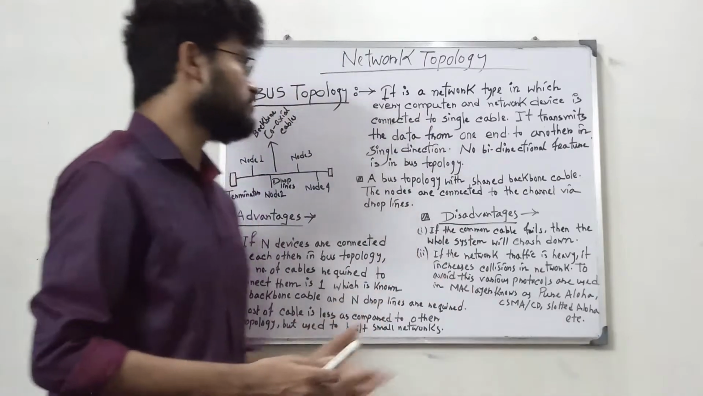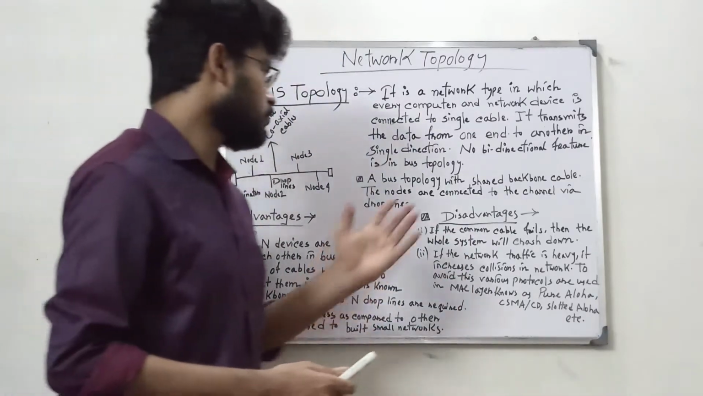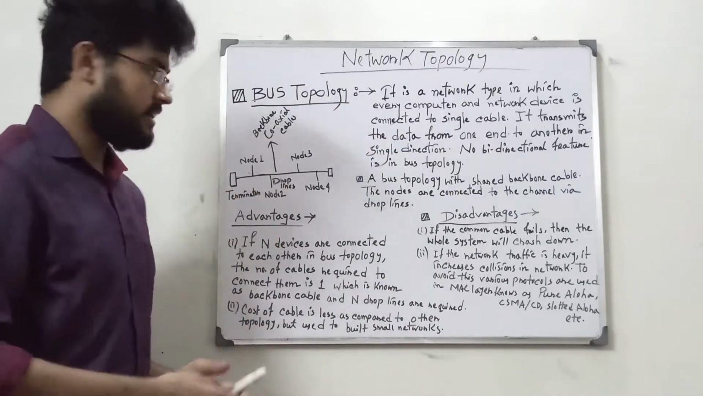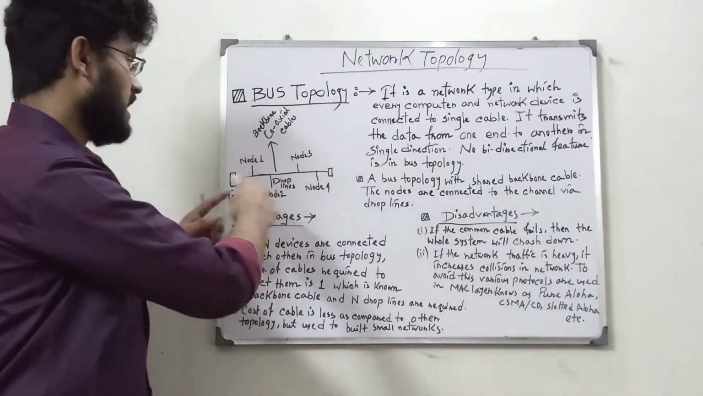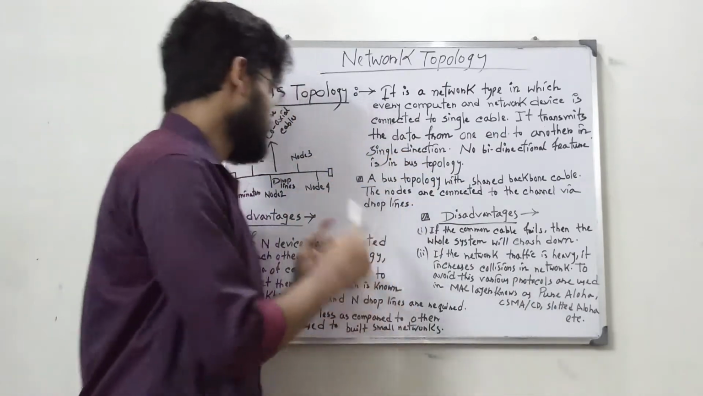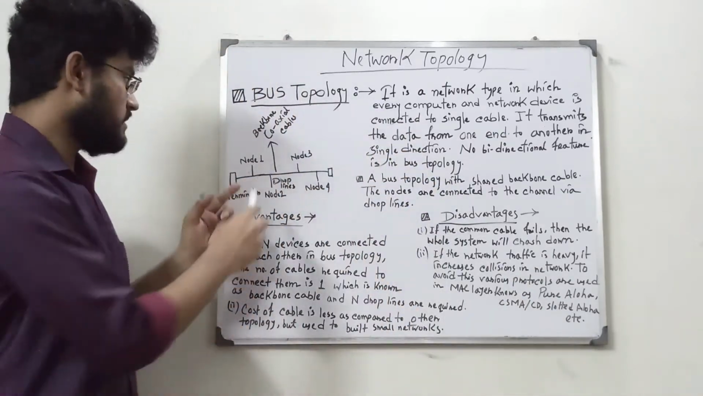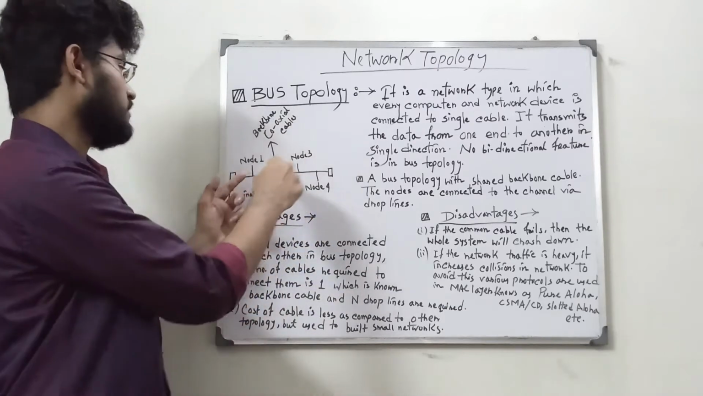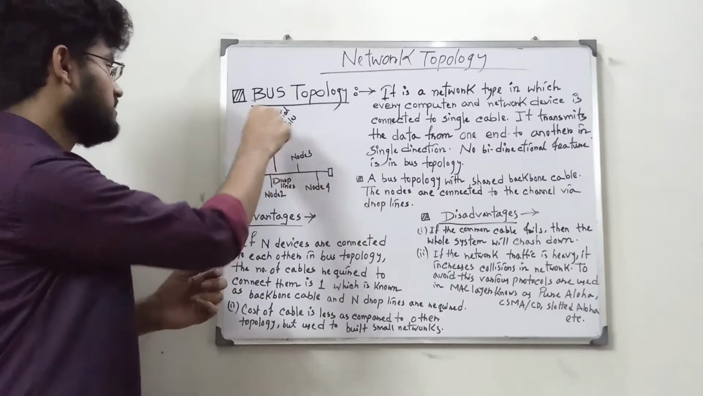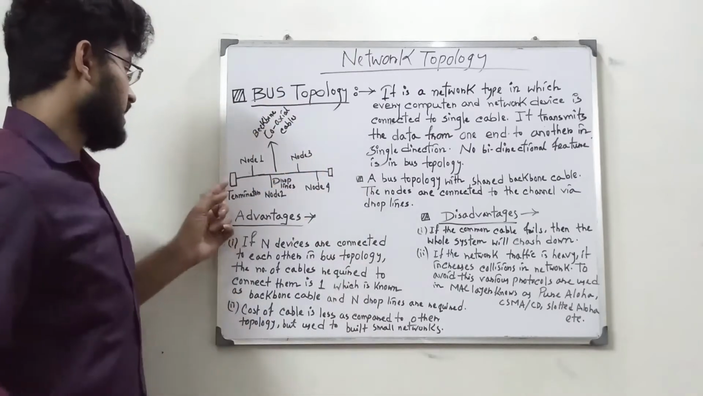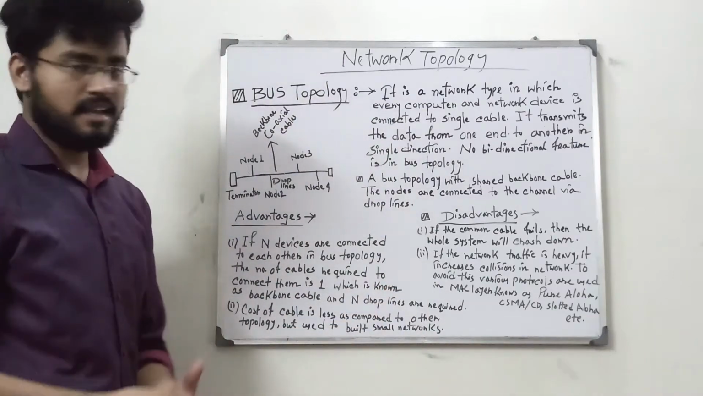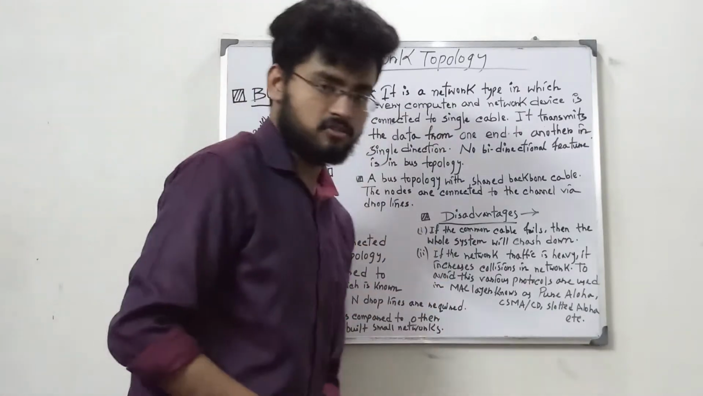So in bus topology with a shared backbone cable, the nodes are connected to the channel via drop lines. We see here that this is the main line, the backbone coaxial cable. All the devices are connected to this backbone line, and the lines through which the nodes are connected are known as the drop lines. These are all the drop lines, this is the main backbone coaxial cable, and this is the transmitter. Now we will see some advantages and disadvantages of this bus topology.